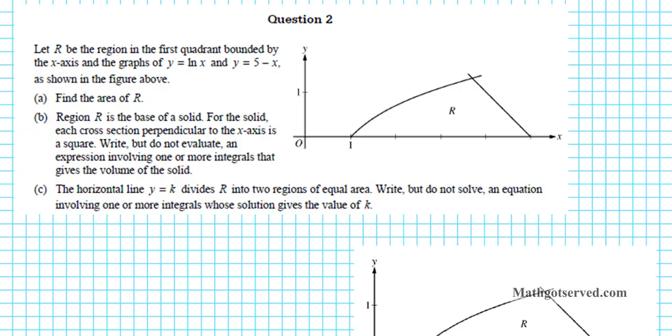All right, so let's take a look at question 2. It says, let R be the region in the first quadrant bounded by the x-axis and the graph y equals ln x and y equals 5 minus x, shown in the figure above. Part A, we have to find the area of R.